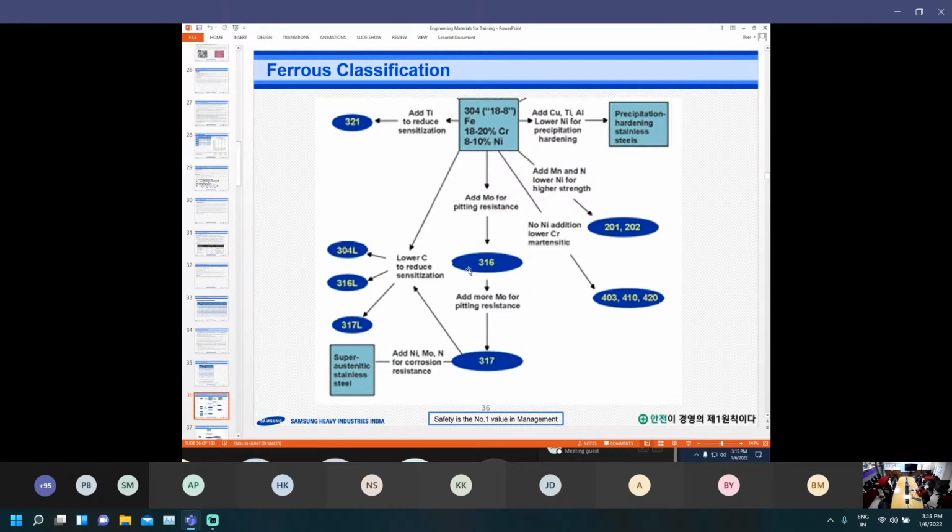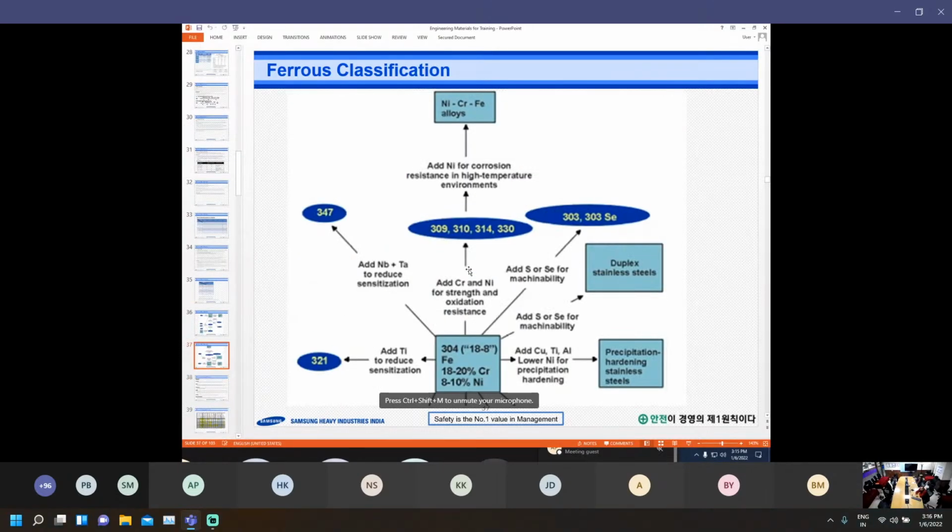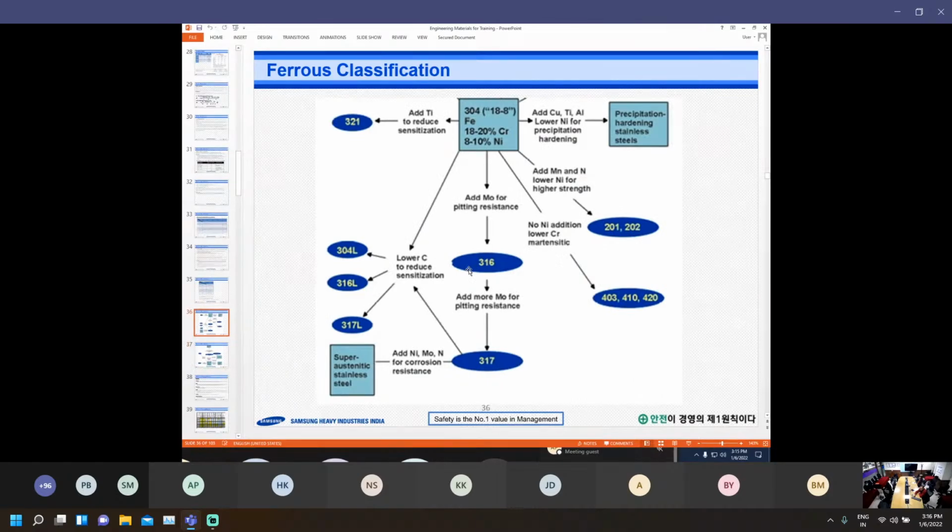Likewise, if you are reducing some carbon in the 304, 316, 317, it becomes 304L, 316L, 317L. So wherever you find L, L means low carbon, which means you have to reduce the carbon in the stainless steel. Understand? Okay. Suppose you are adding more moly, nickel, and nitrogen for corrosion resistance, it becomes a super austenitic steel. Super austenitic steel is better for corrosion.